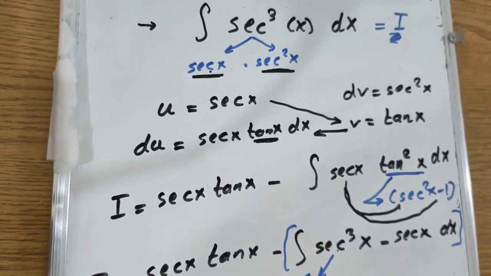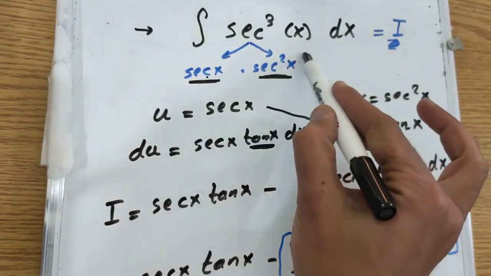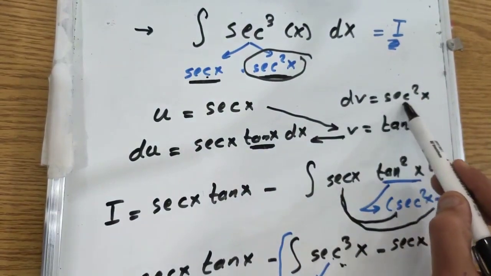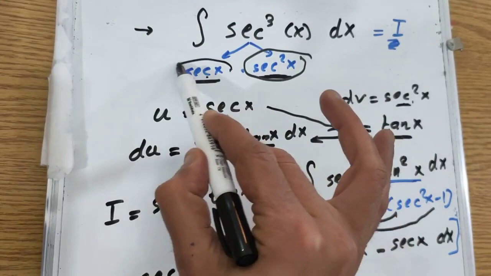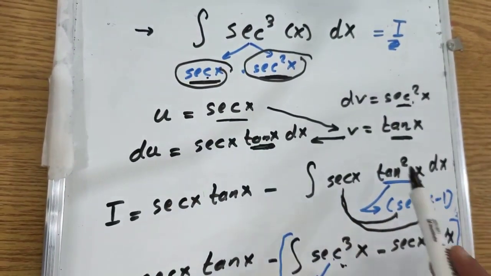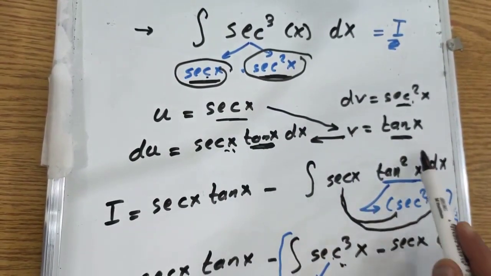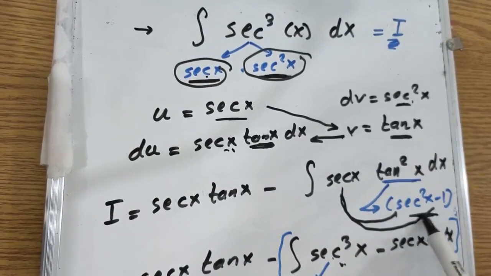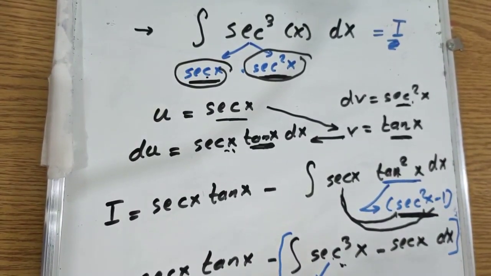Please take care that this integration returned to its original form, which is sec cube, because when we select the sec squared to be dv, its integration gives tan, and when we select the sec x to be u, its derivative gives tan, and after applying the product rule, v times du, we have tan squared, and using the identity, we can transform tan squared to sec squared again.